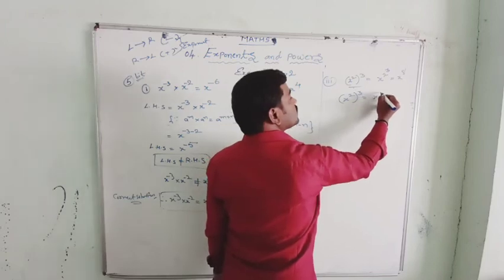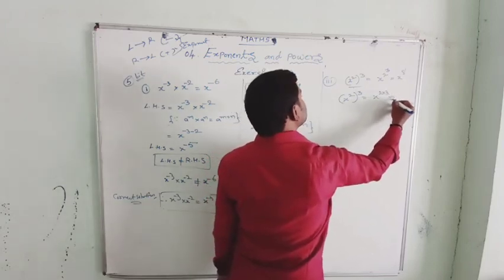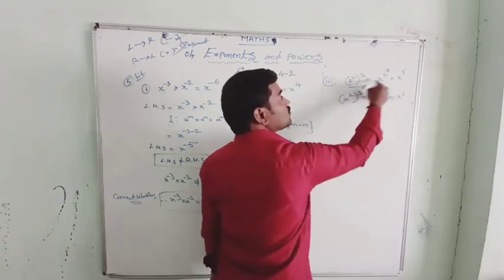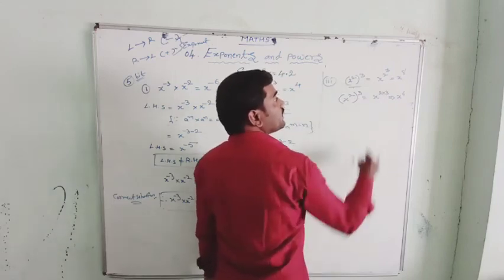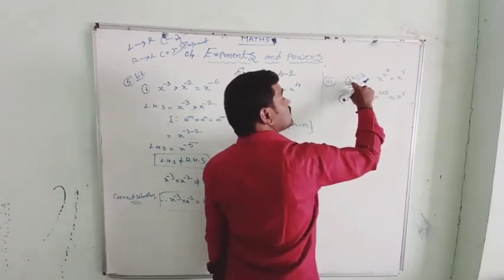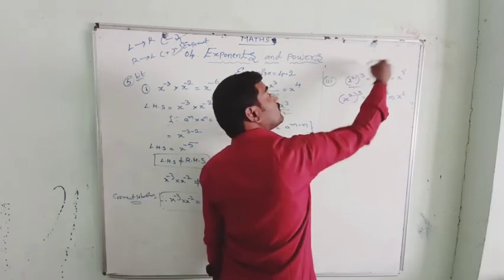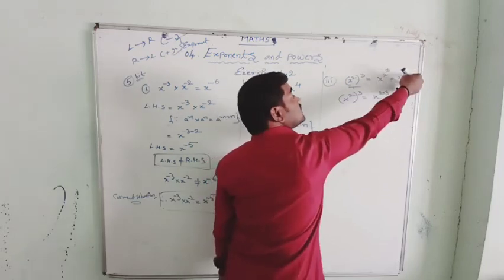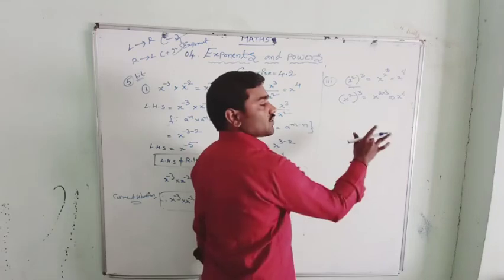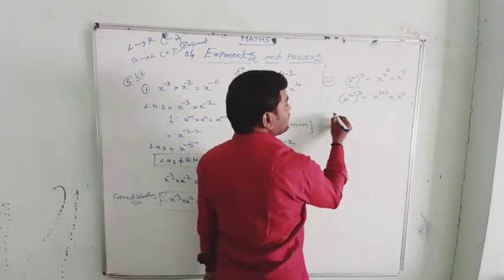So here you should get x to the power of 2 into 3, that should be x to the power of 6. So these two are not equal. Okay, here what you have done, you have written x to the power of 2 and 2 to the power of 3 is written as 8, but that is wrong. So the correct one is that.